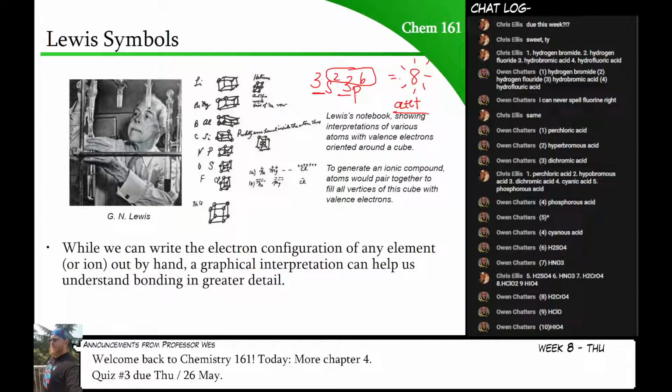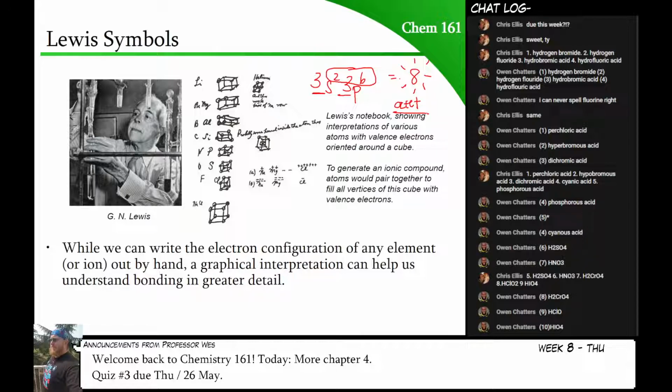And so what he tried to do is he tried to orient the 8 electrons around the vertices of a cube. All the corners, basically. And he thought, well, if I can get an electron in every position of each corner of the cube, then it'll be stable.